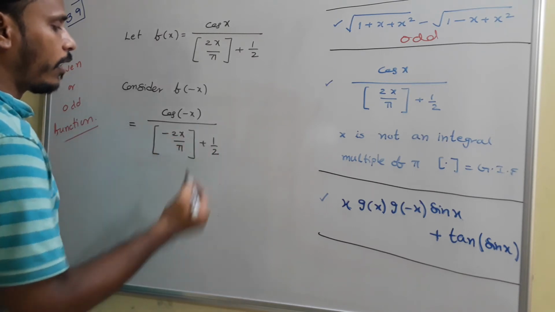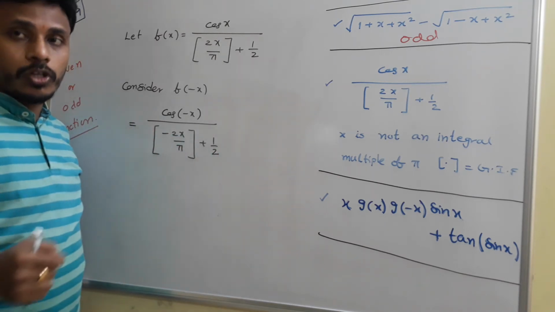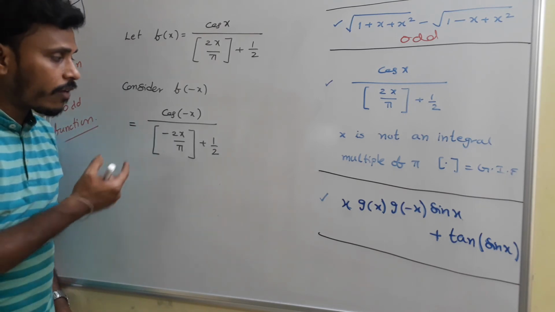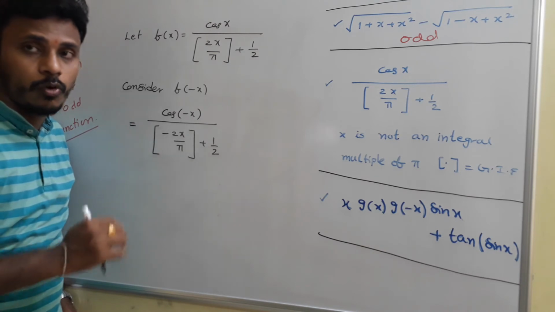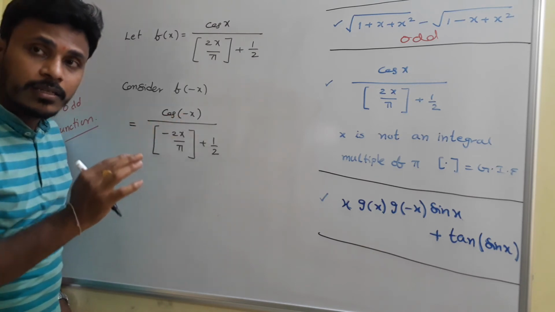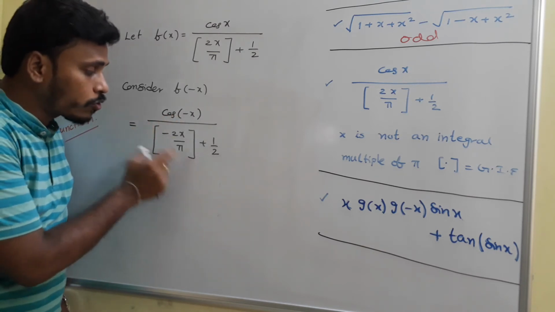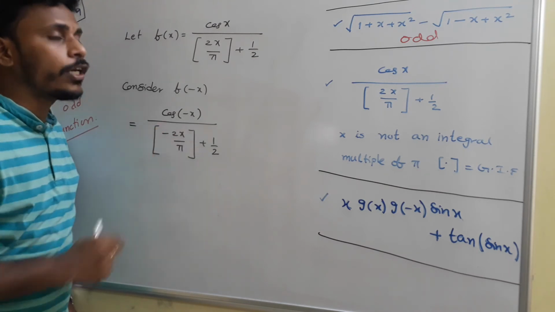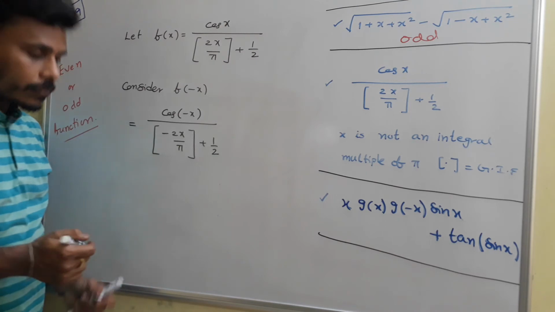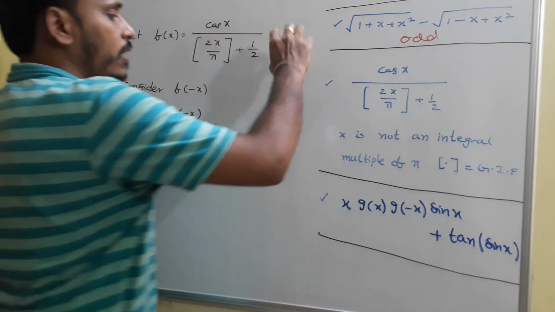Okay. Now what to say about cos of minus x? We are very familiar with cos. Cos of minus theta is cos theta only. So cos of minus x is cos x only. But what to say about this step of minus 2x by pi? That part you need to think. Okay? For the space, I will erase this or I will use this.